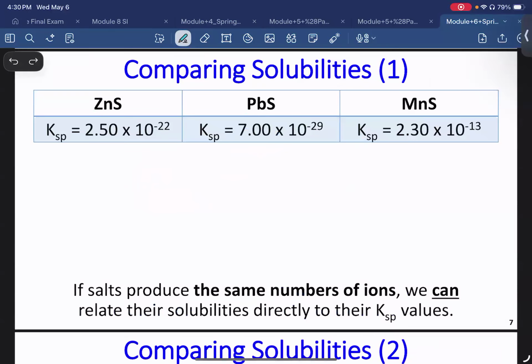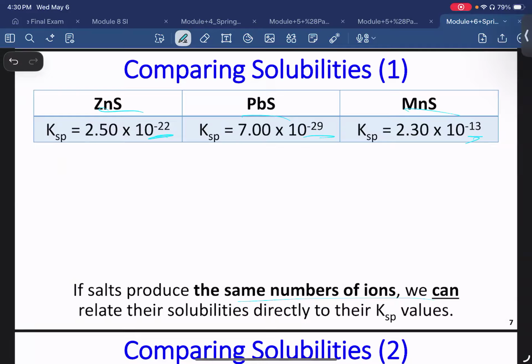But when you have salts that have the same number of ions, you can relate their solubility. So this is a good example where they have the same number of ions. And so now we can rank these KSP values. Like which of the following salts is the most soluble? In this case, it would be manganese sulfide, or manganese 2 sulfide.